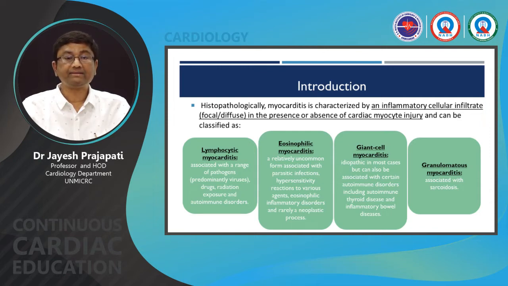Giant cell myocarditis is idiopathic in most cases, but it can also be associated with certain autoimmune disorders, including autoimmune thyroid disease and IBD, meaning inflammatory bowel disease. While granulomatous myocarditis, you can see in sarcoidosis. So these are some of the ways you can differentiate these histologically.